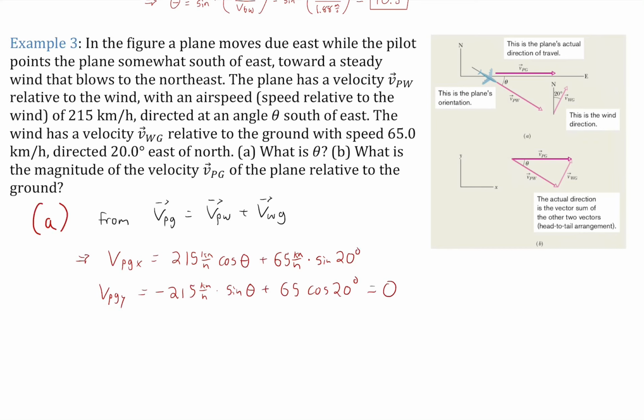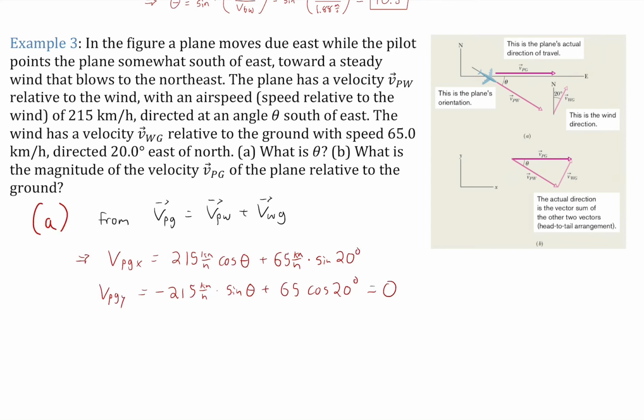Oh, and I did misspeak a minute ago. In this problem, we don't have to convert to meters per second. In this particular one, we can leave everything as kilometers per hour, because we're just asked for the angle and then the magnitude of the velocity, so we might as well leave it in the units given. Anyway, so we have 250 times cosine theta. That's the x component. Cosine, because it's the adjacent side. Plus 65 times sine of 20. Sine for the x component of the wind, because 20 is measured relative to north, whereas theta is measured relative to east. See?